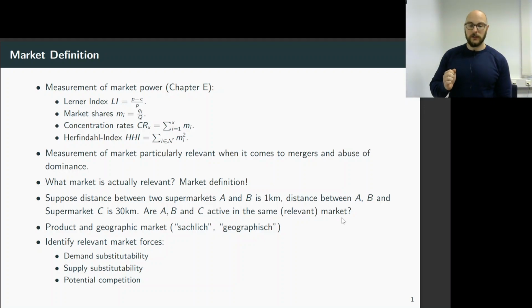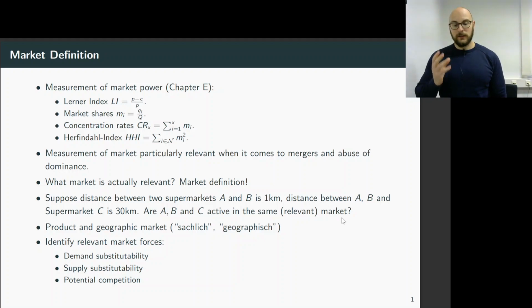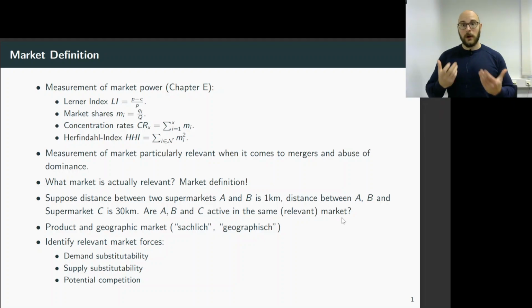There it's particularly important. The problem is, what market are we actually investigating? And the answer to this question is market definition, right? So we have to define the relevant market before we look at market power and all of that stuff.